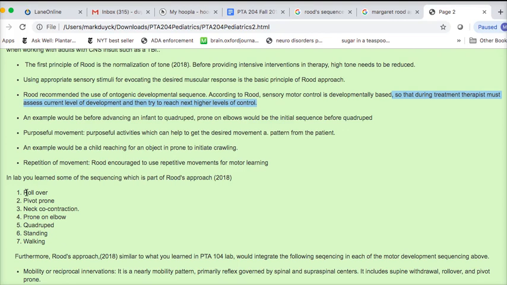And then the next sequencing would be that prone on elbows, being able to move on your elbows, and then going on to quadruped. And then, in the next step, she doesn't explicitly state it, but it would be kind of that bear crawling, as I call it, on your feet and on your hands with your bottom up in the air. And then you have modified plantigrade, and then you have standing, and then walking.